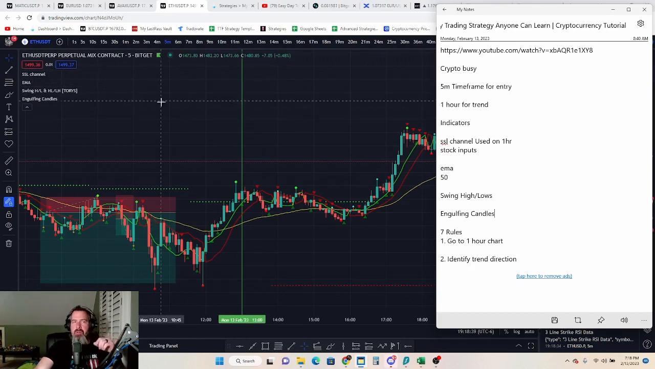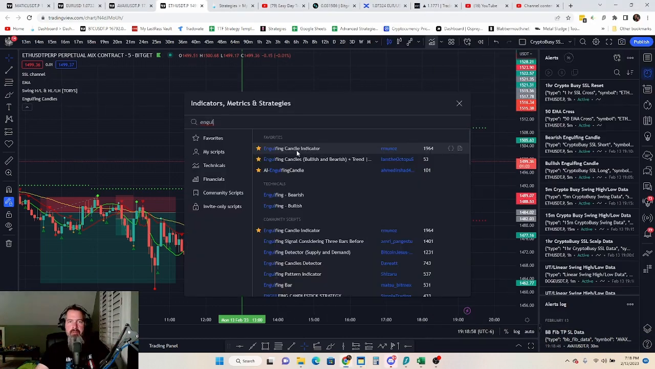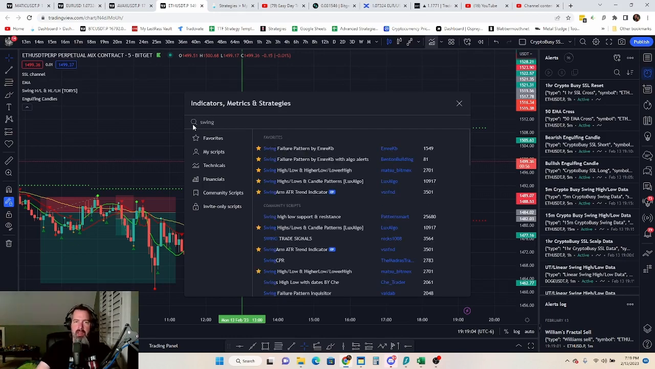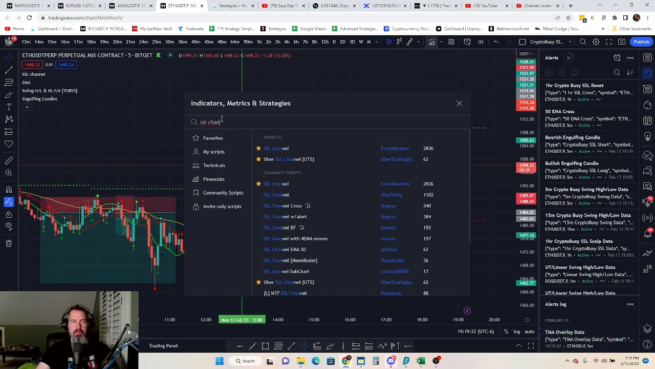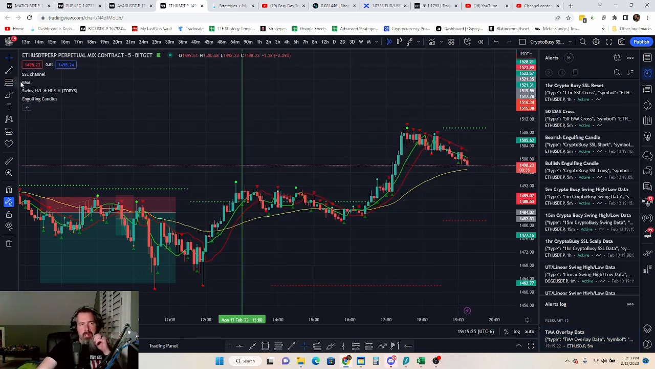In order to make his strategy work on a bot, I added the swing highs and lows by Matsu BitMEX and engulfing candles by, I believe it is, Armunos. Yeah, engulfing candle indicator by Armunos. You're going to use swing high and low by Matsu BitMEX. That's my go-to support and resistance swing high and low indicator. The SSL channel by Erwin Beckers, and just a regular EMA. And you're going to set this to the 50. You're going to leave the SSL channel the same, and you're not going to change any of the settings in the engulfing candles or the swing high low indicator.